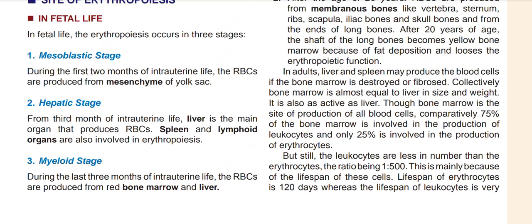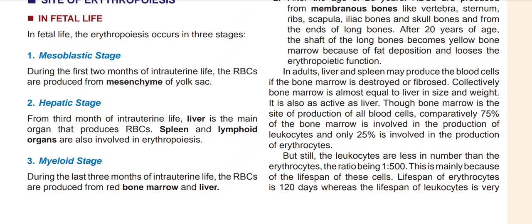Then, the hepatic stage. From the third month of intrauterine life, the liver is the main organ that produces RBCs, and the spleen and lymphoid organs are also involved in erythropoiesis. And the last stage, during the last 3 months of intrauterine life, the RBCs are produced from the red bone marrow and liver.